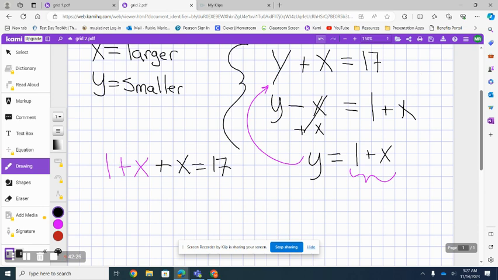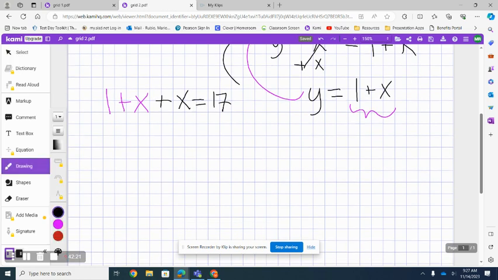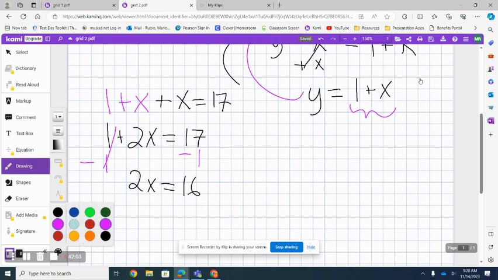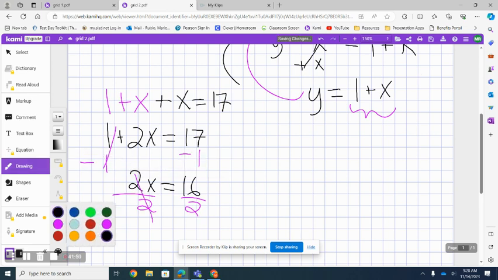Okay? Now I'm going to combine my like terms. 1x and 1x is 2x. That's 17. I'm going to use my algebra to isolate my variable. 2x equals 17 minus 1, which is 16. I'm going to divide both sides by 2. And then I'm going to have x equals 8 at the end. Okay?